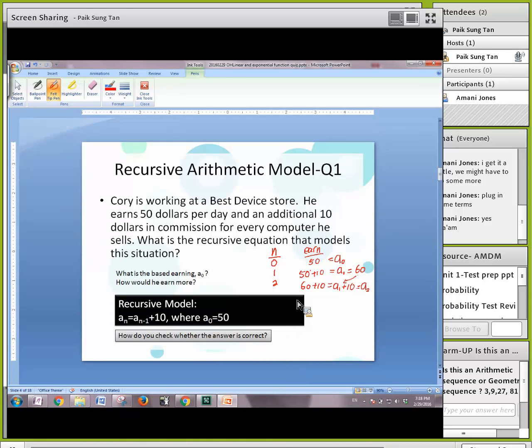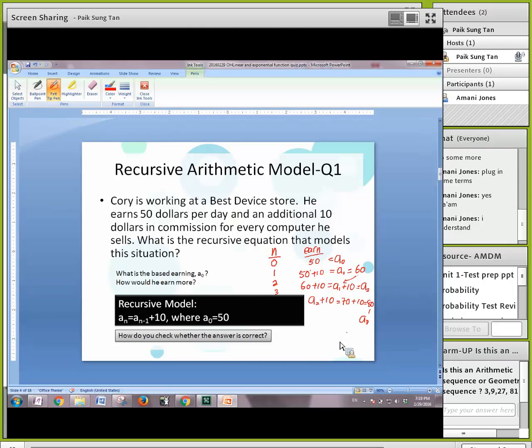So I'm going to calculate when n is 3. You are actually using the previous term, a_2 plus 10, and your a_2 is 60 plus 10 from up here. So you get 70 plus 10, got 80. So a_3 is 80. Do you understand it better now or even more confused?